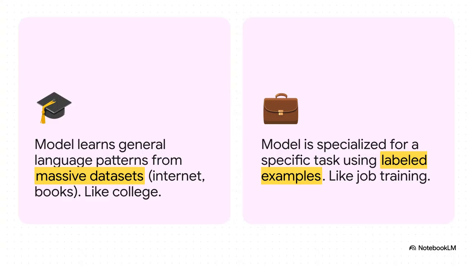So, phase one is called pre-training. Think of this as sending the model to college for a general education. It basically reads a huge chunk of the internet. We're talking books, articles, websites, and it just learns the general patterns of language, grammar, facts about the world. Then comes fine-tuning, which is more like on-the-job training. Here, the model is trained on a much smaller, specific data set, like maybe a bunch of customer service chats, to become an expert in that one particular task.